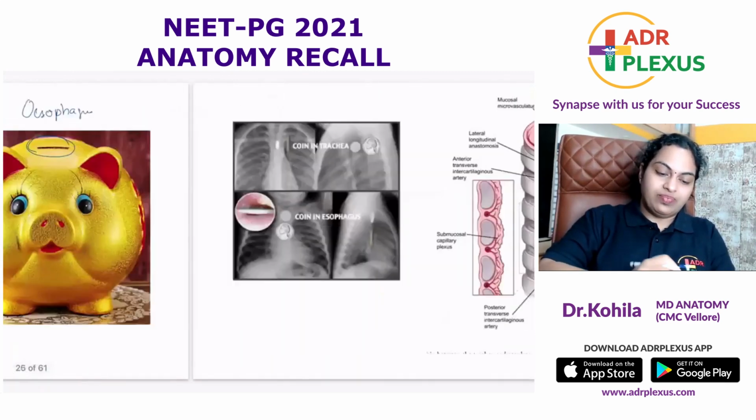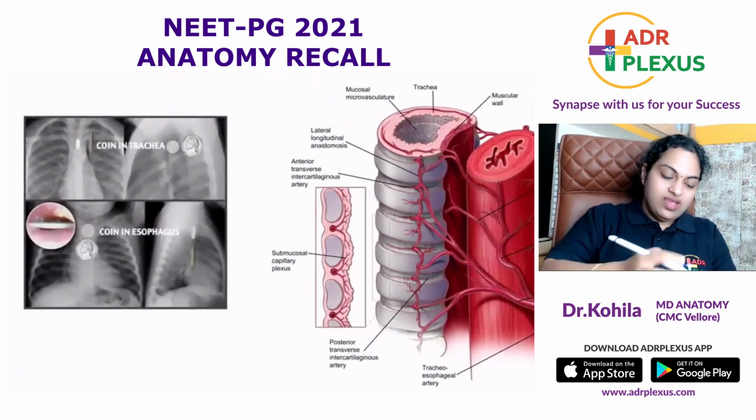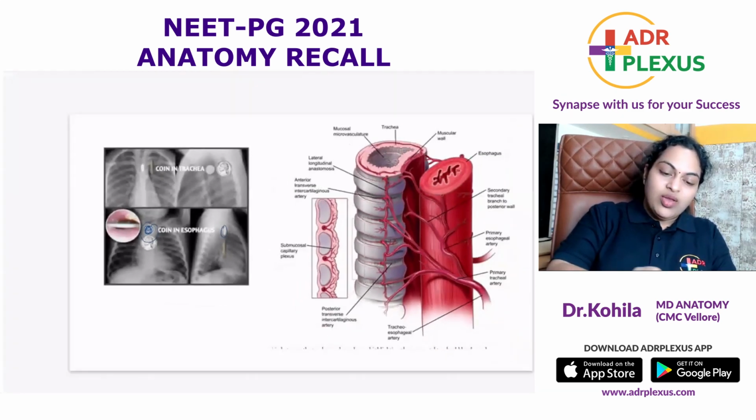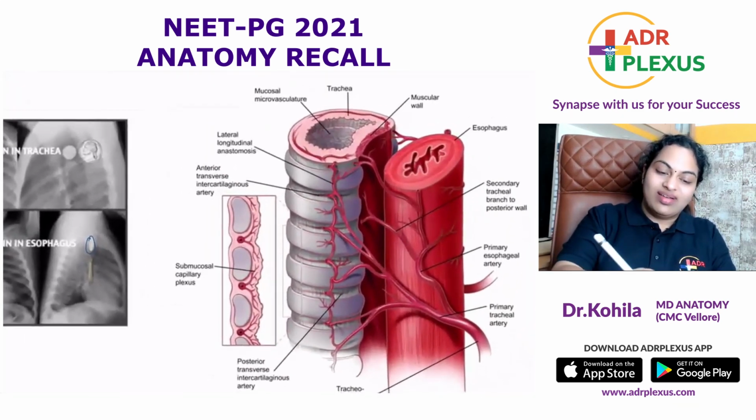Can you see that there? So a coin in the esophagus, remember, in an AP view, is going to appear like this. A perfect circle. In a lateral view, it will appear like this. Whereas it's the opposite in the trachea. Can you appreciate this? The lumen of the trachea. So you see the trachea in front, the esophagus behind. Imagine yourself putting a coin into it.